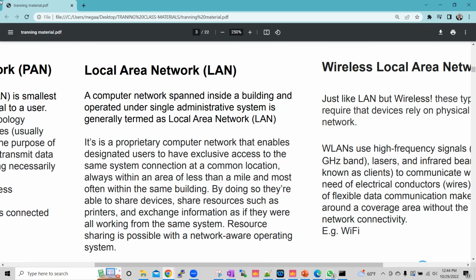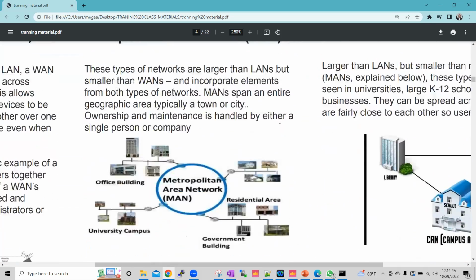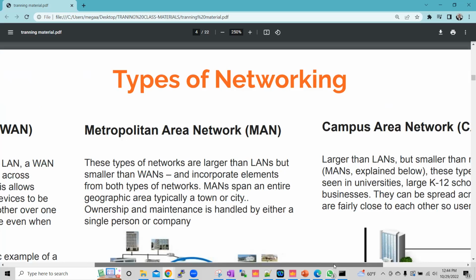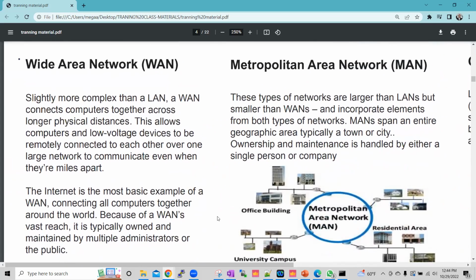So I've said that. So that is the network, that is the local area network. So when we go to the other types of networking, if I'm too fast, let me know. If I'm too slow, let me know. Oh, Mr. Ibro.